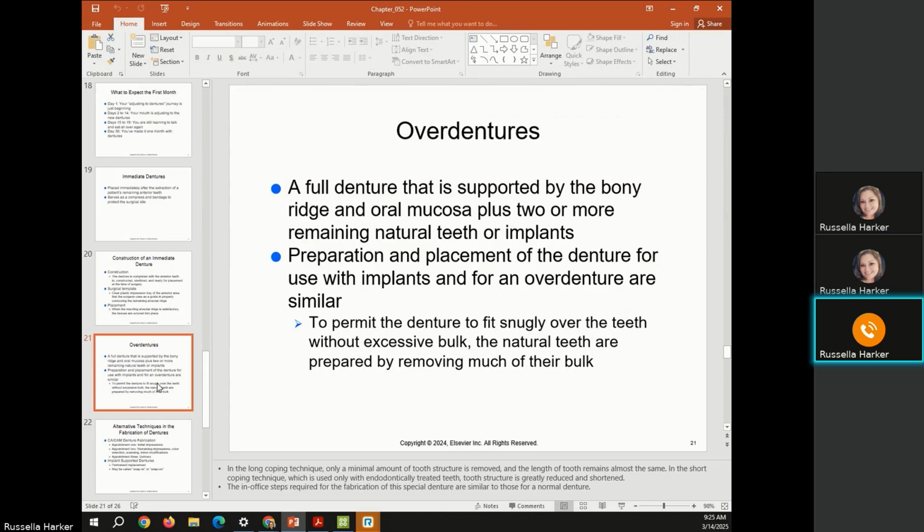And it's usually a mandibular denture that is an overdenture. So you have to prepare the teeth or the implants and place the denture. So what I mean by preparing the teeth is the teeth have to be so that they're not excessively bulky when the denture is snapped over them. So you remove much of the bulk of the teeth so that they're more like pegs that the denture snaps onto.